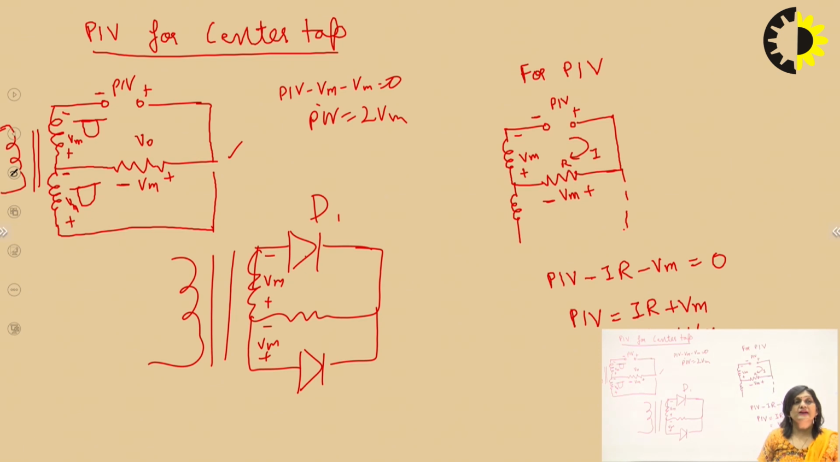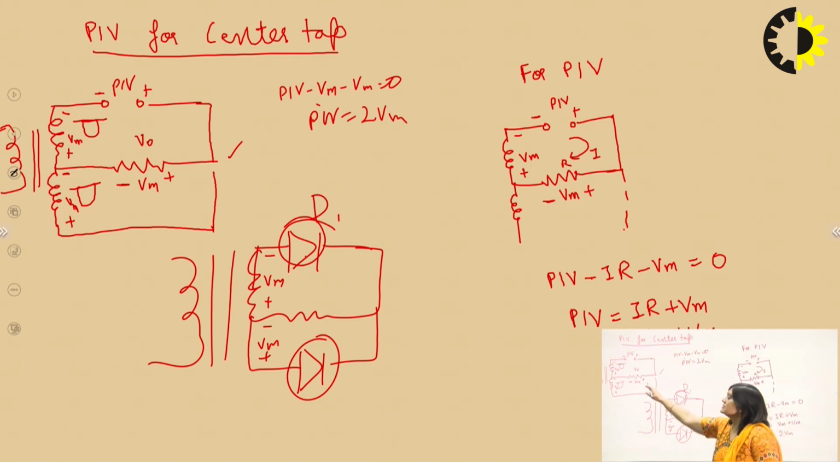We can calculate PIV for any of the diodes, this diode also, and this diode also. But for calculating the PIV of a diode, we have to keep that diode in reverse bias. So this circuit calculates the PIV of this diode. We have taken the negative half cycle for that, and for this the PIV value is 2 Vm.